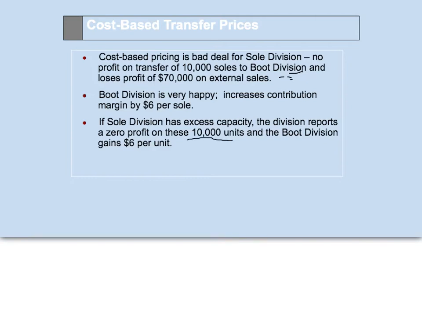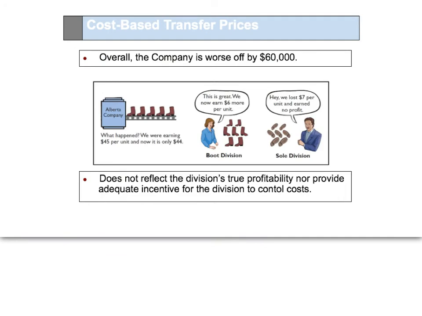The boot division gains $6. So overall, the company is worse off by 60,000. And that's great for the boot division, but it's not great for the sold division. And this does not reflect the division's true profitability because it had to transfer at its variable costs.